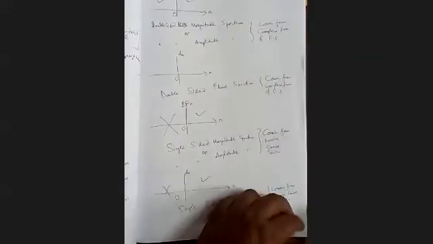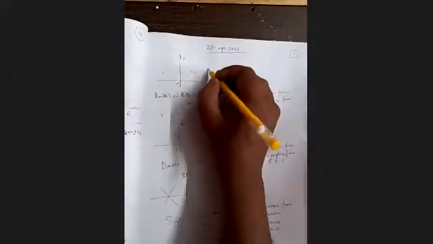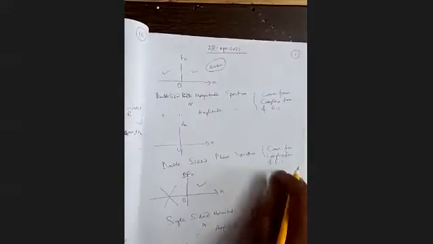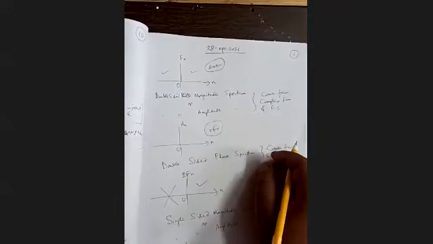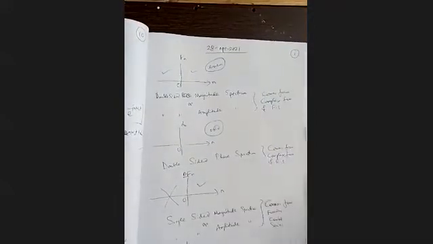For double-sided spectrum, our Fn versus n will always be an even function, and alpha n versus n will always be odd. Okay. So next, page number 2, let's see a problem.